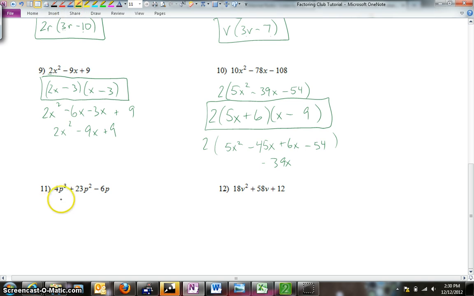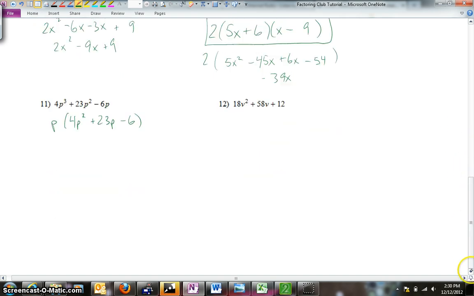All right, let's see. Step 1, GCF. It looks like all these guys have a p in front of them. 4p squared plus 23p minus 6. Again, pause the video here. Try to do this on your own. Okay. All right, so I'm going to skip over step 2 because it's definitely not the difference of 2 squares.